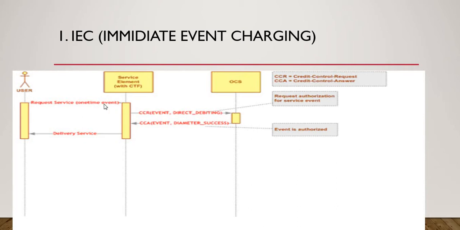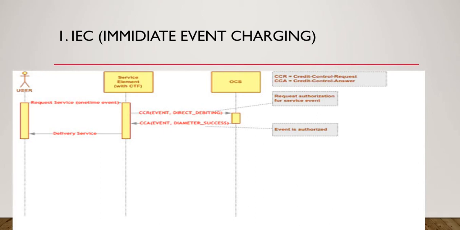The parameters which will go to the OCS will be your MSISDN, your event type, and the charges which have to be deducted, and it will come in the form of a CCR, the credit control request. OCS will check the balance of the subscriber, authenticate the subscriber, and if the balance is there and the subscriber is valid, then OCS will give the acknowledgement back to the service element with the charge, and OCS will debit the charge. In turn, the service element will know that the charge has been deducted, and it will confirm back to the user or the service provider. Now the service provider will start delivering the service to the user.